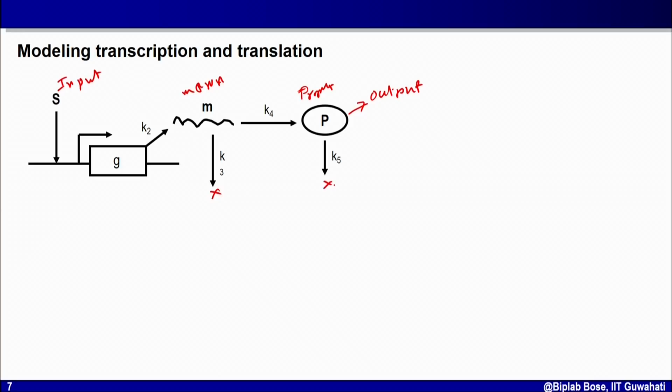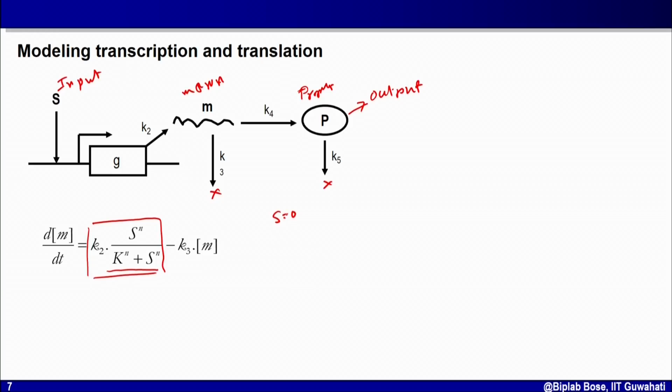And I want to write an ODE for both M and P because I am considering them as separate entities, separate dependent variables. So now I will use the hill function. dM/dt, the rate of change in concentration of M, is equal to K2 into the hill function, where S is the signal: S to the power n divided by K to the power n plus S to the power n. Look into this part very carefully. When S equals 0, K2 into S to the power n by K to the power n plus S to the power n will become 0.